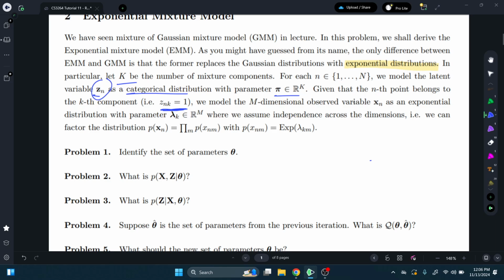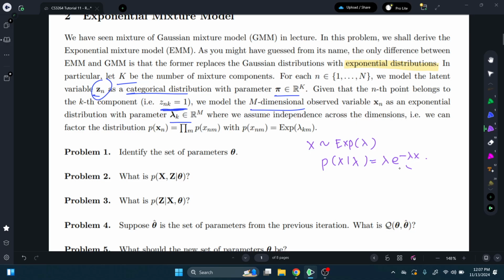Okay, then we model the x_n. x_n is m dimensions here. This will be an exponential distribution with parameter lambda_k. So does anyone remember the formula for the exponential distribution? If we say that some x follows Exponential of lambda, what does this mean? So if I want to find the probability of x, given this lambda that I already have, this will be lambda times e raised to negative lambda x. Okay, so this is the definition of your exponential distribution.